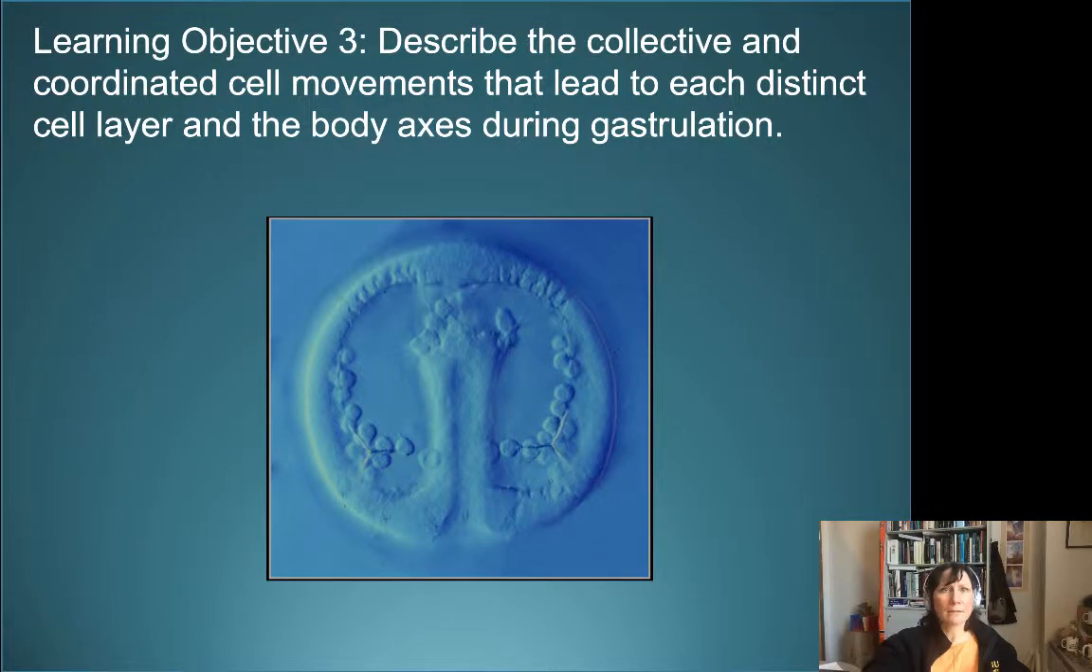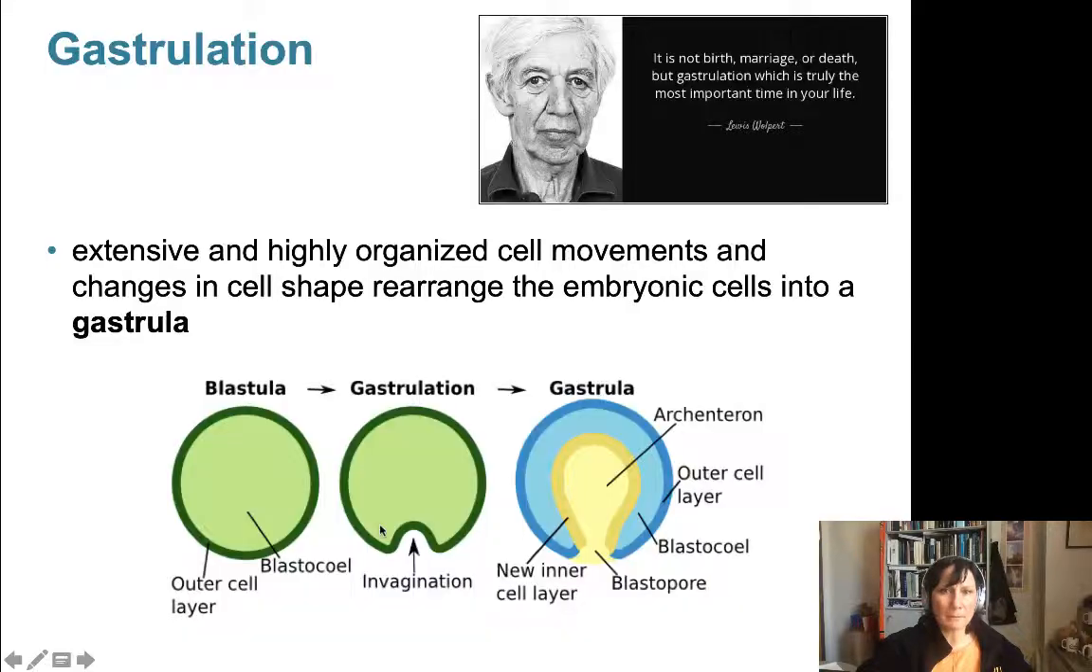Okay. So now let's talk about those different stages. So we got up to blastula. What happens after that? Well, what happens after that is gastrulation, and you're seeing an absolutely amazing scanning micrograph of this happening. But let me explain this in a bit more detail. So there was a famous developmental biologist, Lewis Wolpert, that said it is not birth, marriage, or death, but gastrulation, which is truly the most important time in your life.